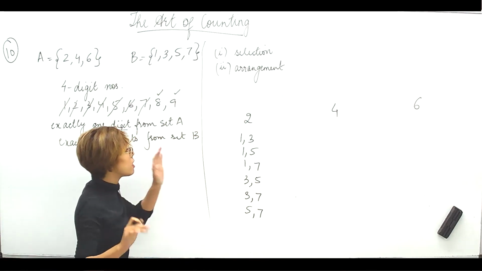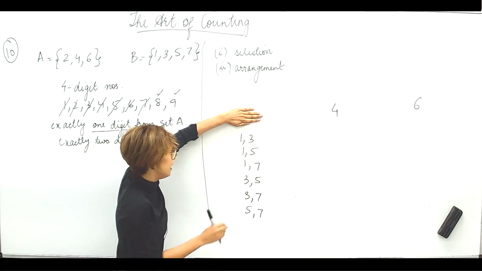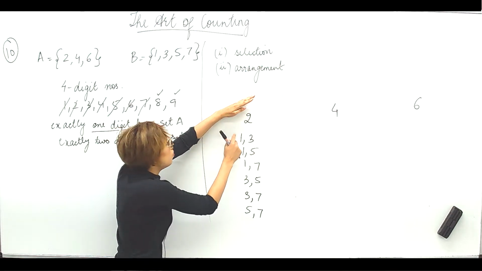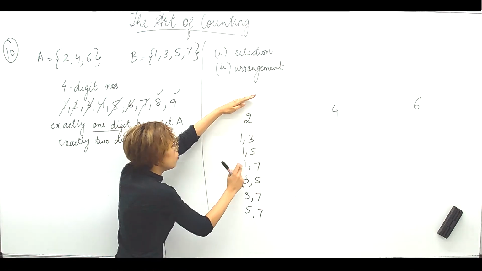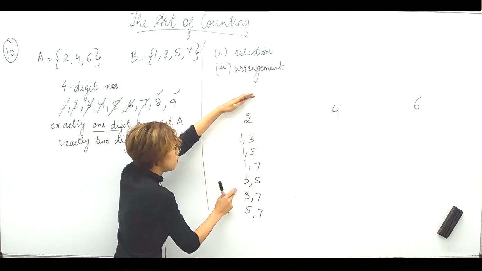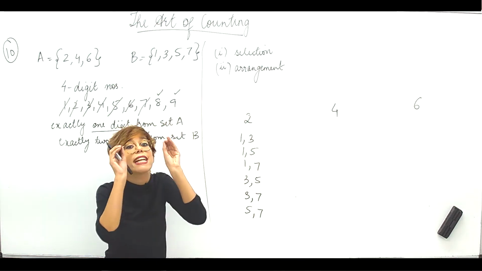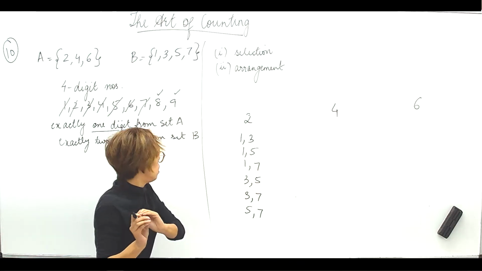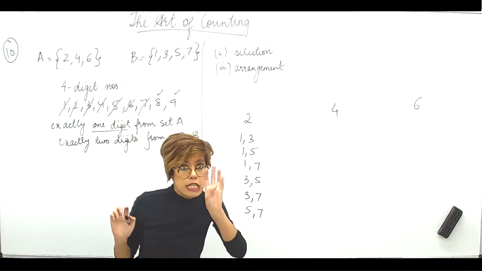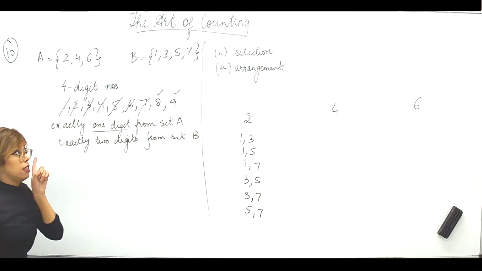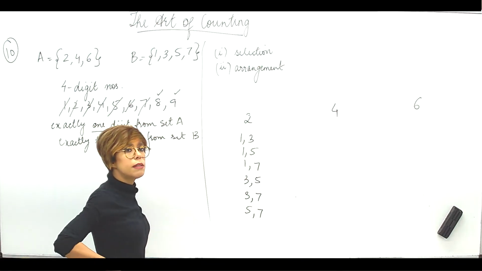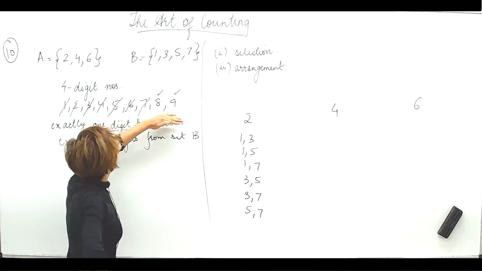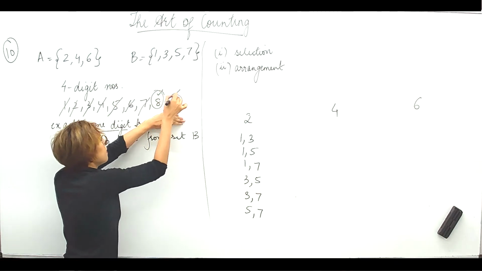Right? So my selection is something like, from set A I took 2, then 1 3 from set B, so 2 1 3, 2 1 5, 2 1 7, 2 3 5, 2 3 7, 2 5 7. I have just selected 3 digits. I need to select the 4th one yet. The 4th one also has to be selected. Now the 4th one, 8 and 9.